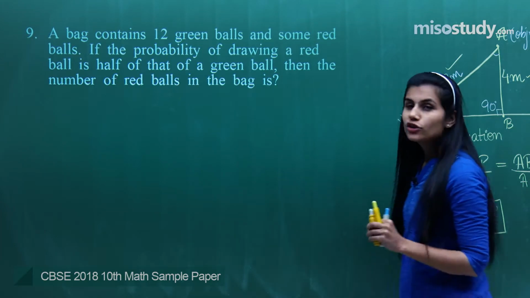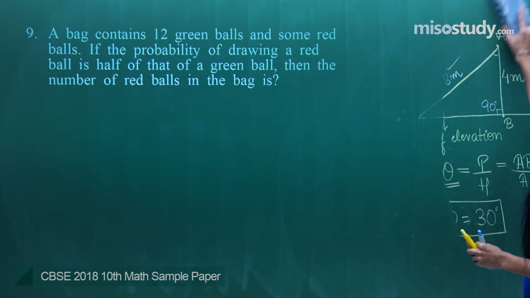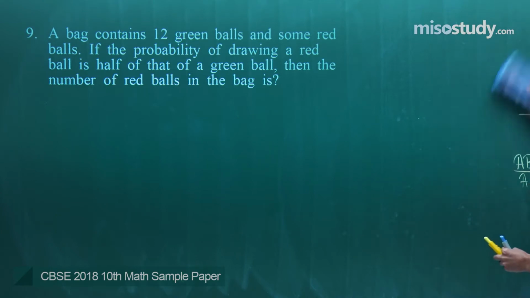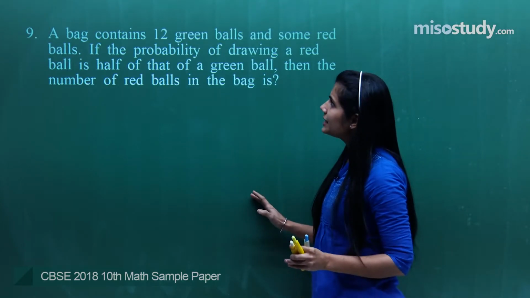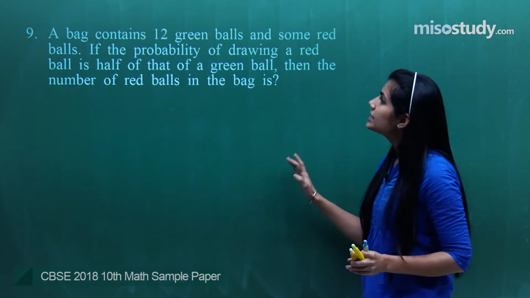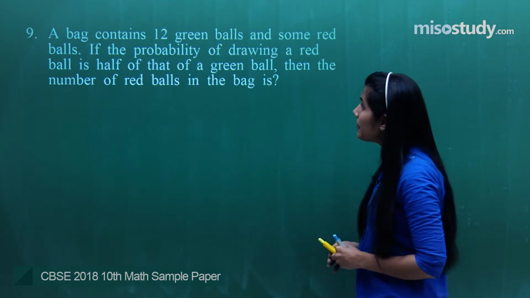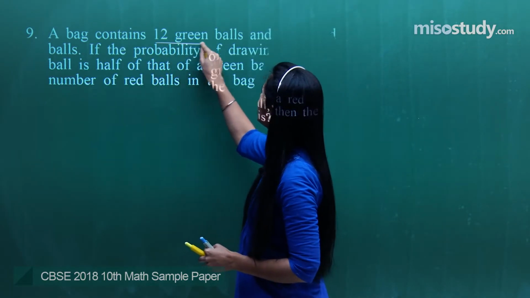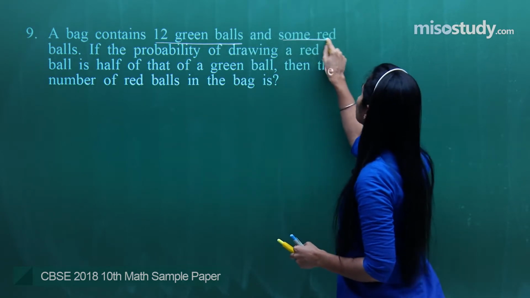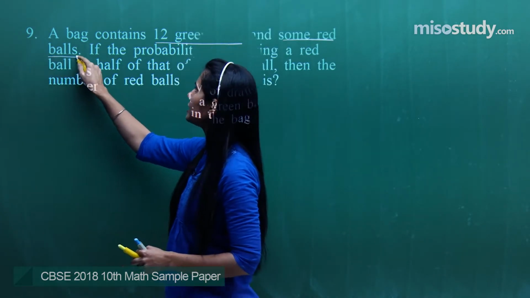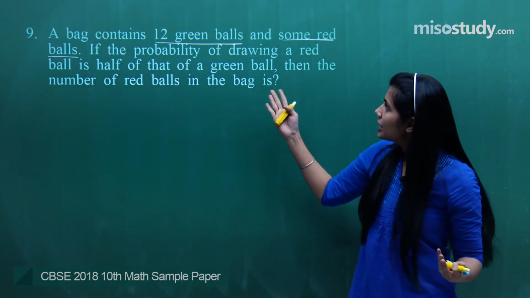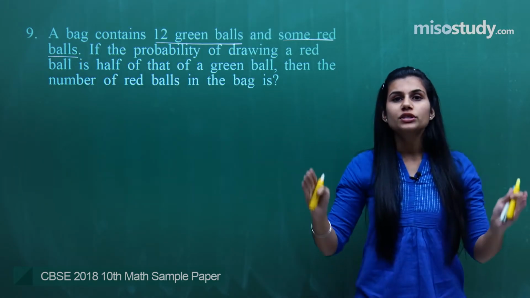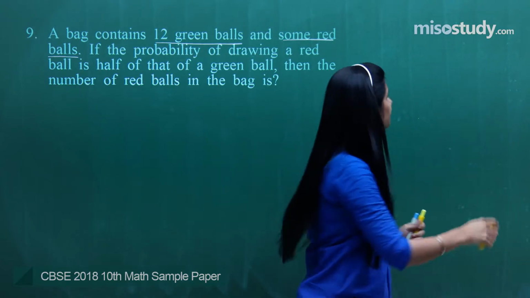Take a look at it, read it, and then try and understand what are the concepts which the question is demanding to be used. The question is saying there is a bag which contains 12 green balls and some red balls. So this bag is containing 12 green balls and there are some red balls which this bag is also containing. That's it. There is a bag which either contains red ball or green ball. There are in total how many balls inside the bag?